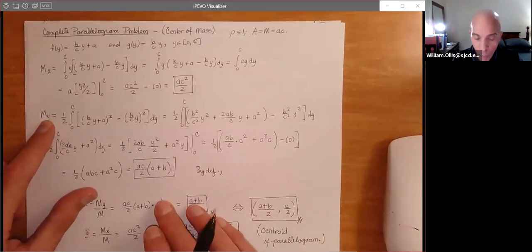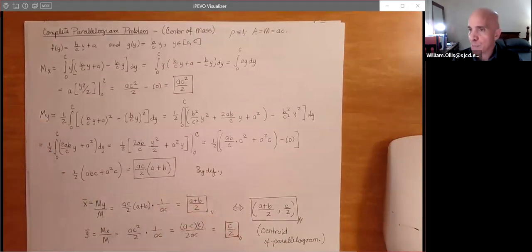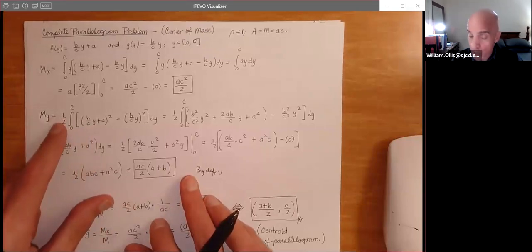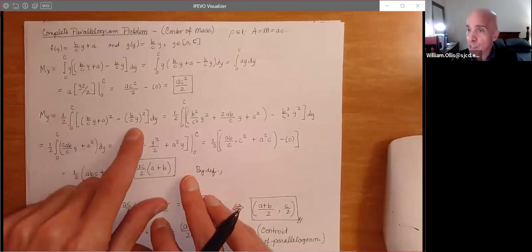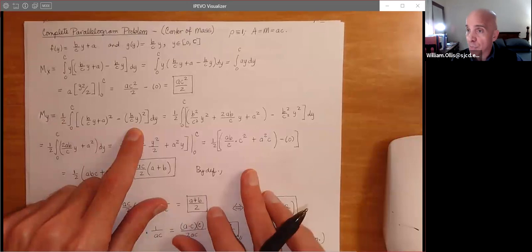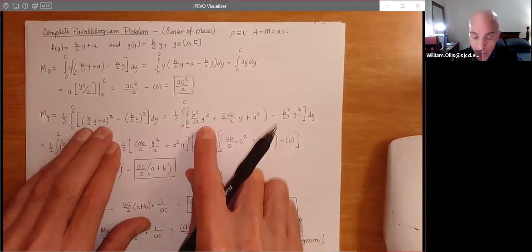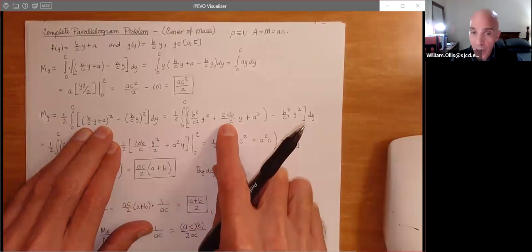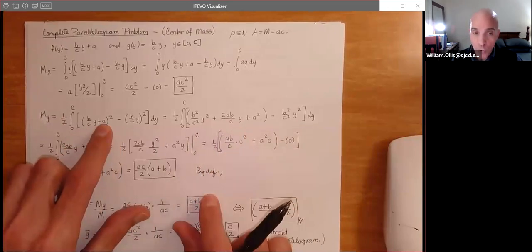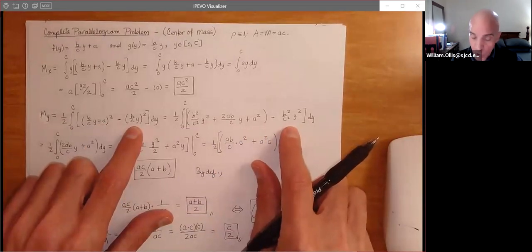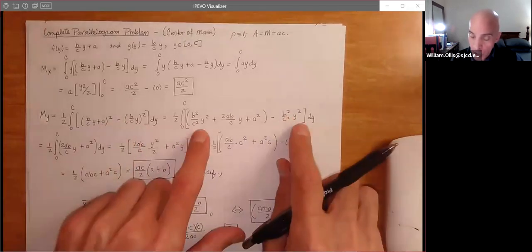And now for the moment about the y-axis, which has been flipped because of the position of the horizontal rectangle, we've got the 1/2, the rho is 1, and we have the f squared minus the g squared, just like we did with the vertical rectangle for the moment about the x-axis. So we just square this. So we're going to get a b squared over c squared y squared. We're going to take the product and hit it with a 2. So that's going to be a 2ab over c times y. And then, of course, square the last term, which is a squared. And then, of course, here, this will just give us the square of this term, which is b squared over c squared times y squared. Well, another nice result, these two terms absorb.